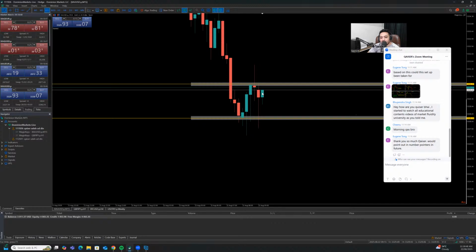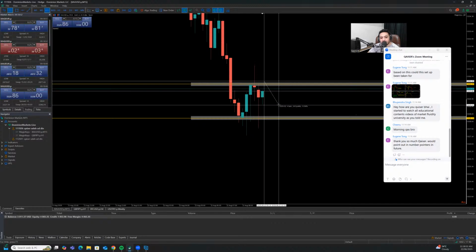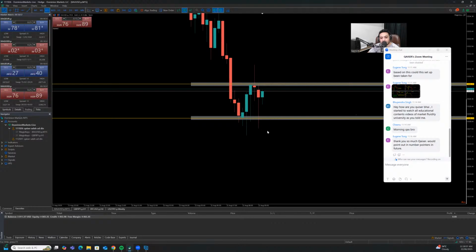So I'm just looking at this one. If this candle which has created a wick breaks above the high, it could be a beautiful entry. But let's see.